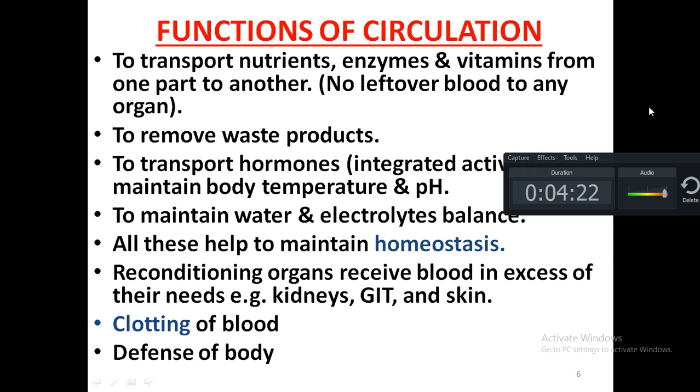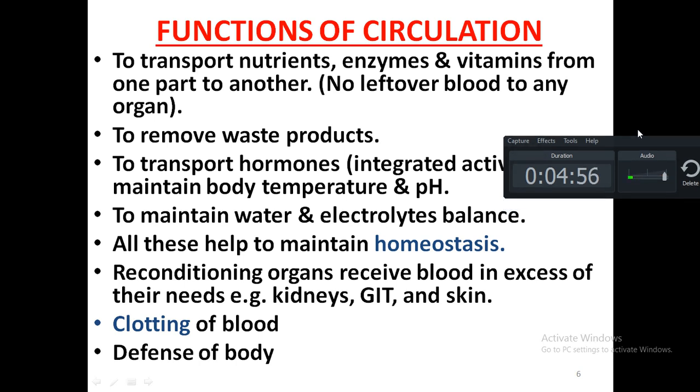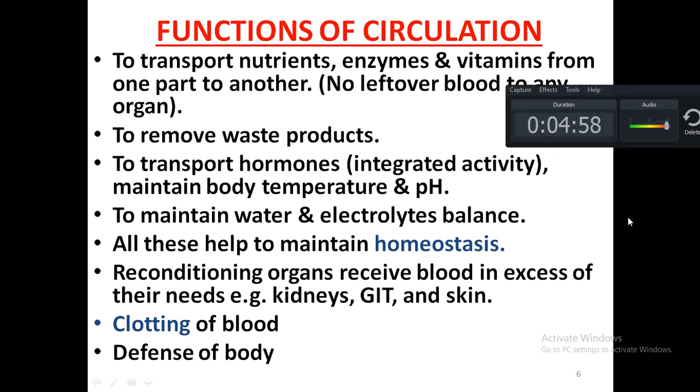Now, broadly speaking, the functions of the heart are: number one, it is the major mechanism by which the nutrients, enzymes and vitamins are transported from one part of the body to another. Secondly, this is the system that removes waste products from all parts of the body, eventually to be excreted from the kidneys or through the lungs. Then the third function is that the heart also transports different types of hormones.